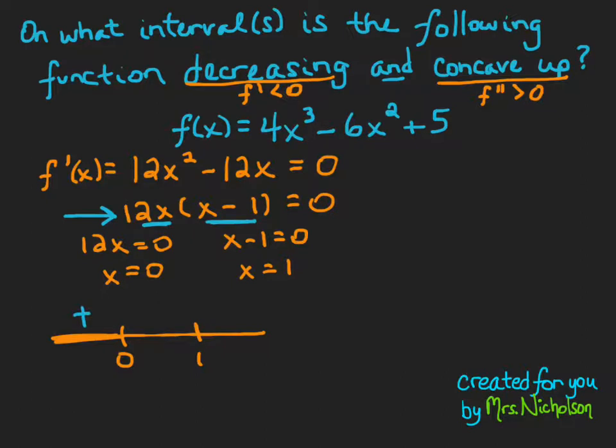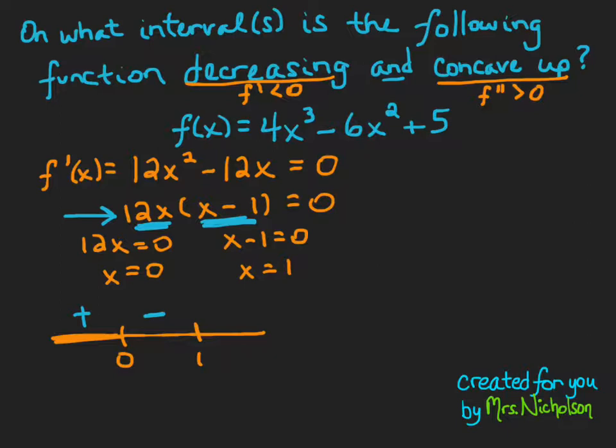Now let's pick a number that's between 0 and 1. For instance, 1/2. If I plug in 1/2 here into the 12x, that's going to give me a positive value. However, if I plug 1/2 in here to x minus 1, that's going to give me a negative value. And so a positive times a negative would result in a negative.